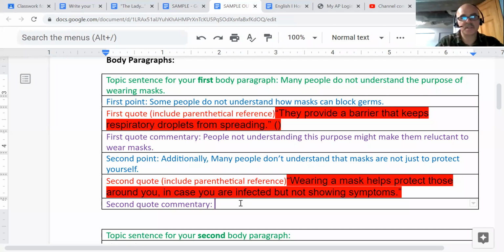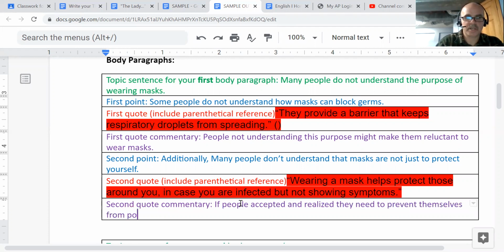So the way I want to put this is if accepted and realized to themselves possibly infecting others, the spread could be slowed. Okay. See, it's persuasive, right? The commentary, right? You're making an argument.